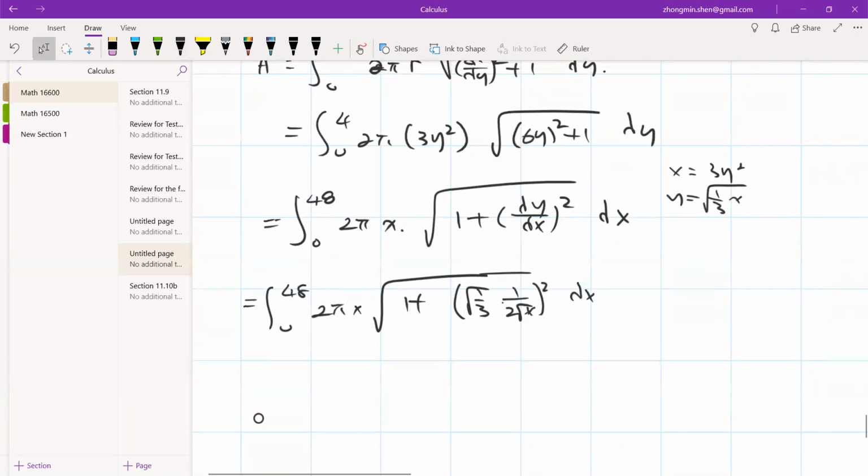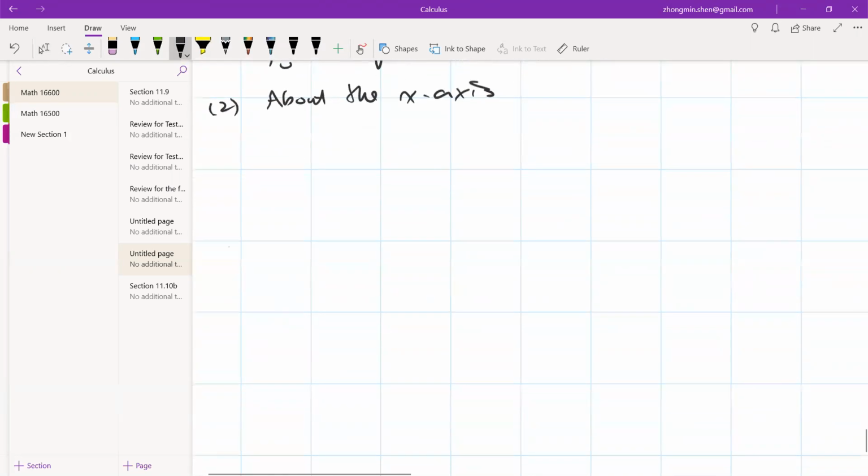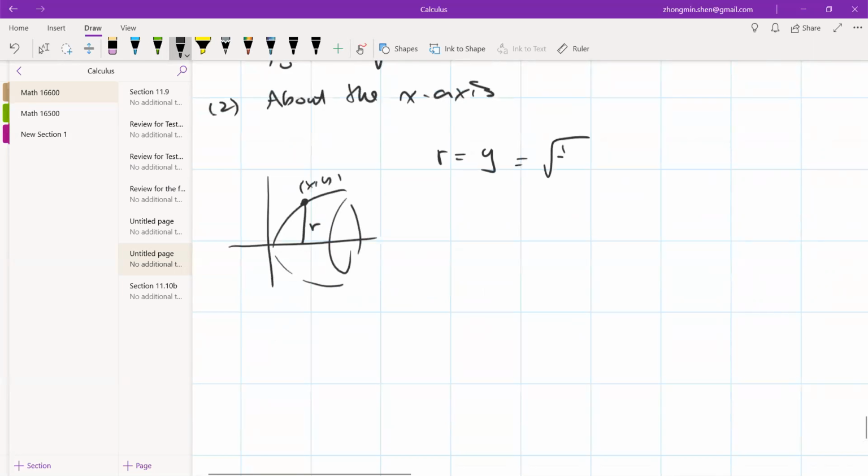Okay, in general case. So the second one is about the x-axis. If you do about the x-axis, let me draw the picture again. I have to look at it, right? So this is a point x and y, and here's the radius r. So r this time is going to be y, and y is going to be the square root of 1/3 x. And this is still the point 48 and 4. So which variable you're going to use? It doesn't matter, honestly.